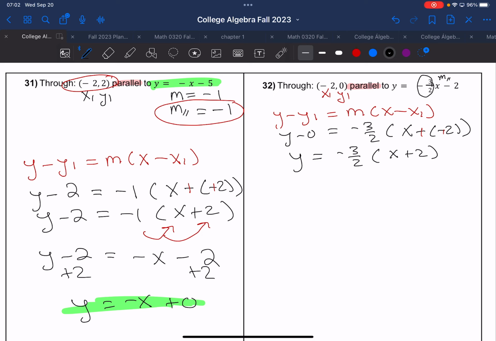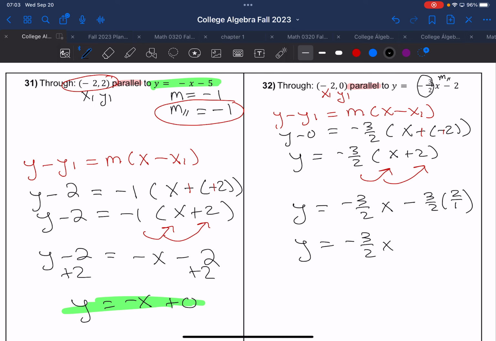What's going to be my last step here? Good, distribute. So I'm going to have y is equal to -3 over 2x minus, because I have a negative and a positive, minus. I'm just going to go ahead and write this step out. So 3 over 2 times 2 over 1. Correct. So we would multiply tops and bottoms, and it would become 6 over 2, which reduces to 3. So this is y is equal to negative 3 over 2x minus 3.